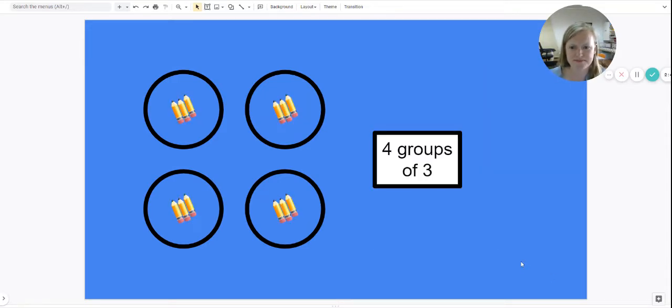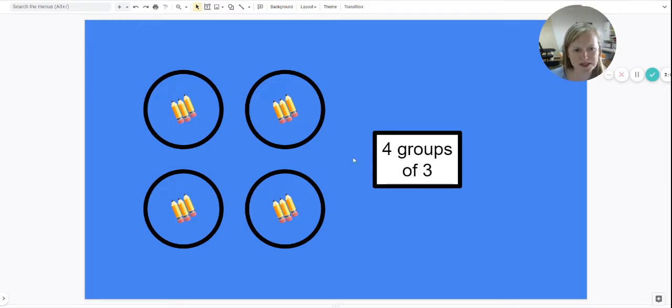All right. Now, let's look here. Here we have 4 groups. Can you count them? Let's count them together. 1, 2, 3, 4. 4 groups. And there are 3 pencils in each group. Let's have a quick look to make sure all 3 have the same. 1, 2, 3, 1, 2, 3, 1, 2, 3, and 1, 2, 3.